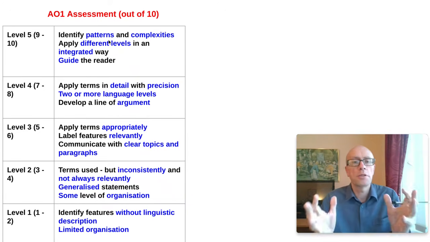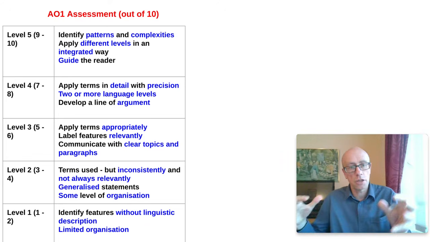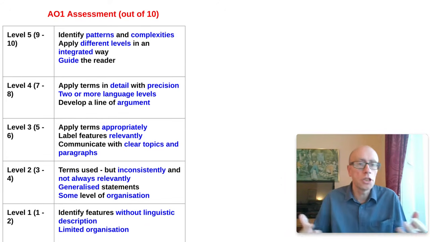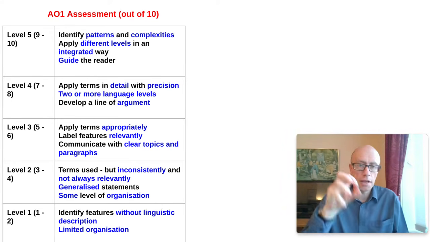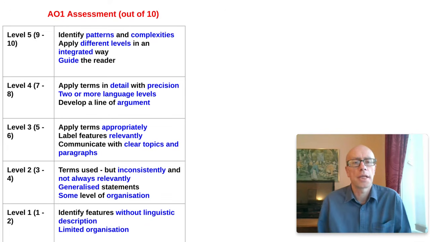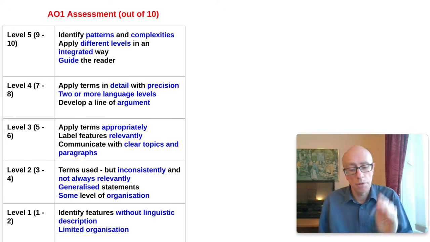So the students who are getting the highest grades are not just spotting individual features, but they're noticing patterns that are going across the text. E.g., oh, look, there's a lot of second person pronouns here in which the audience is being directly addressed. So you'd have that as your paragraph, and that would be your pattern. And then you'd delve into how and why those second person pronouns had been used in different places in the text.